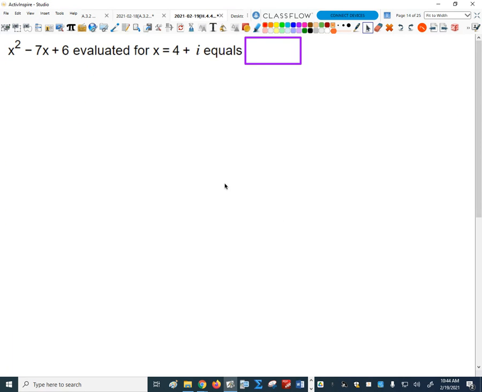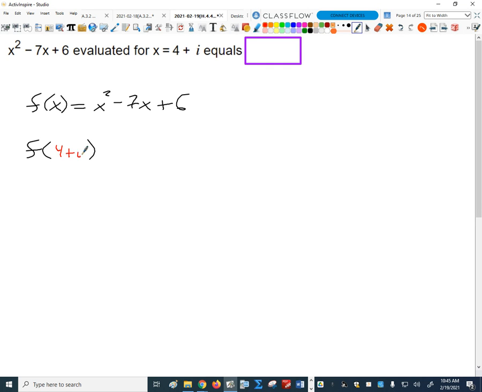What about something like this? If I've got an algebraic expression like x squared minus 7x plus 6, let's say that's f of x, right? Let me write this a slightly different way. So here's f of x. And we want to evaluate this at the complex number 4 plus i. Well, that's all right. We can do that. Complex numbers are just numbers. We can do all the same stuff with complex numbers that we can do with regular numbers.